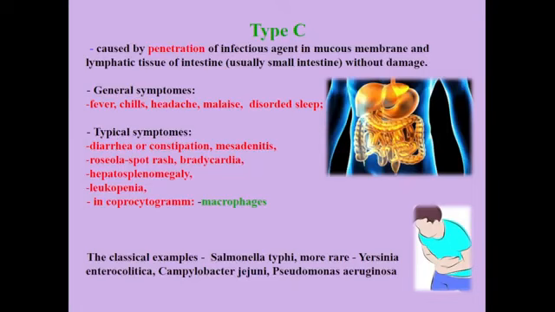Type C diarrhea is caused by penetration of the infectious agent into the mucous membrane and lymphatic tissue of the intestine, usually the small intestine, without damage. General symptoms: fever, chills, headache, malaise, disordered sleep. Typical symptoms: diarrhea or constipation, mesadenitis, roseola spot rash, bradycardia, hepatosplenomegaly, leukopenia. In coprocytogram, we can see macrophages. The classical example is Salmonella typhi, that you already heard of in the last lecture. More rarely, Yersinia enterocolitica, Campylobacter jejuni, Pseudomonas aeruginosa.